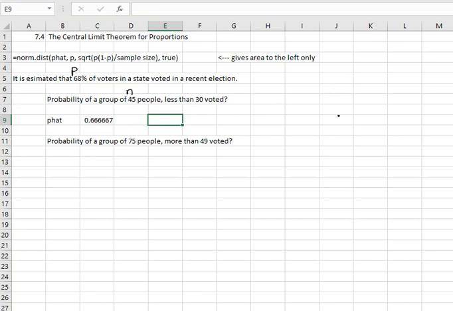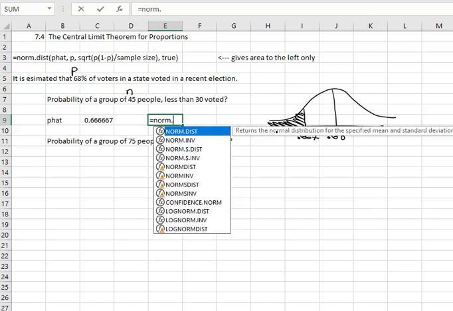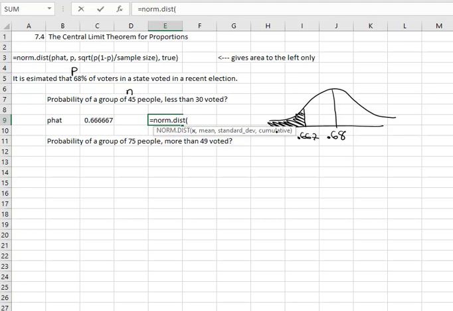Now we're ready to draw our picture. We've got a normal distribution with a mean in the middle that's equal to the proportion of the entire population at 0.68. Our value is 0.66667, which is less. And we want to know if there is less than that voting, so that's going to give us the left tail, which is excellent because we know that the Excel command for the normal distribution always gives us the left tail. So I can say equals norm.dist, open a parentheses.